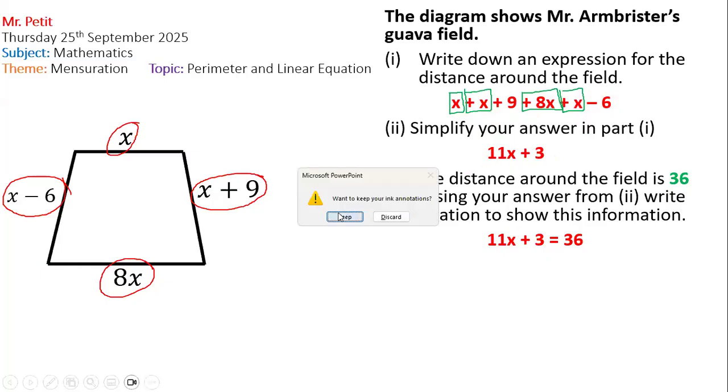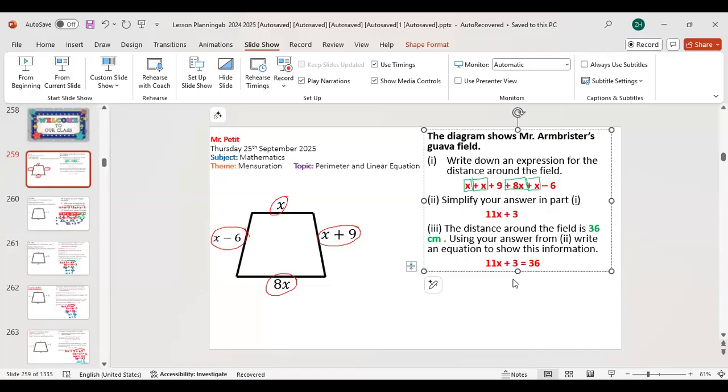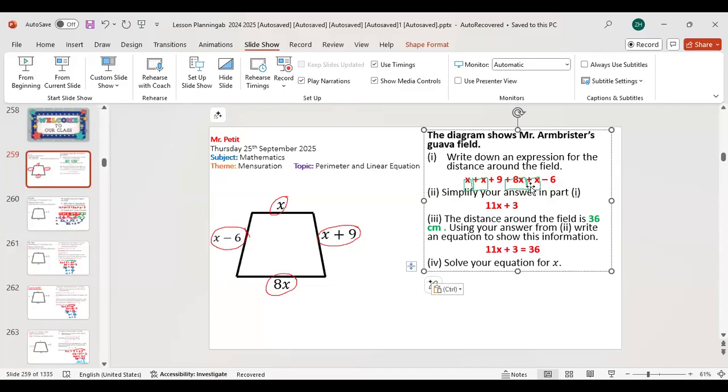Okay, so now that we get that, let me write down this question. The next question is: solve your equation for x. Okay, solve your equation for x. So go ahead, Acacia. How are we going to solve this equation for x?